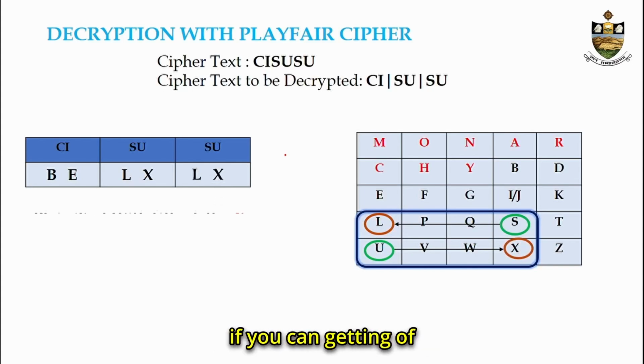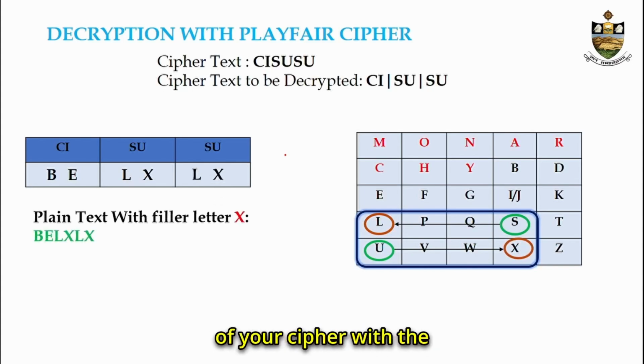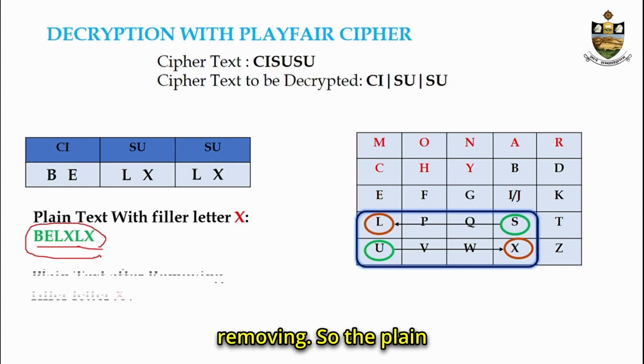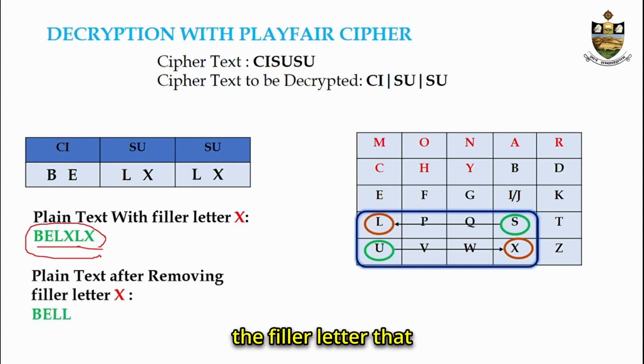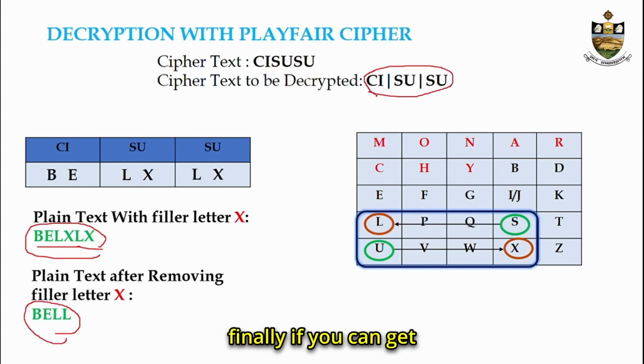So finally, if you get the plain text of your cipher, it is BELX. So now the filler letter will be removed from the plain text, that is the X. So now you get BELL. According to your ciphertext CISU, finally you get the plain text, that is BELL.